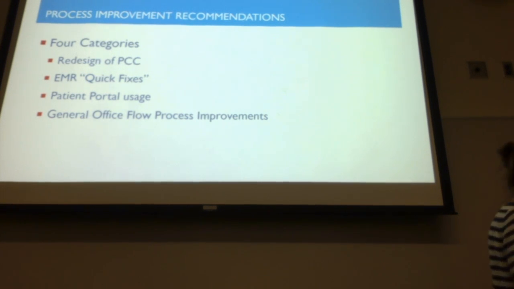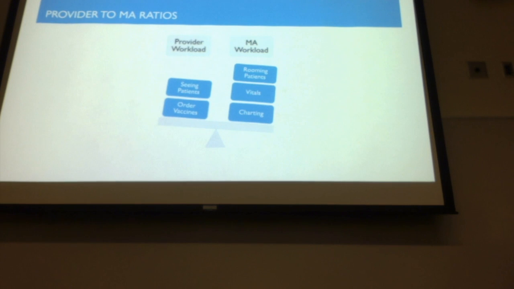All right, so for our process improvement recommendations, we bucketed them in four categories. One being a redesign of PCC, so this would be adding functionality to PCC or changing how the providers and MAs are actually using PCC. Some EMR quick fixes is our second category. Patient portal usage is a big part of our analysis, moving things out of the process in order to save time, and then finally general office flow process improvements.